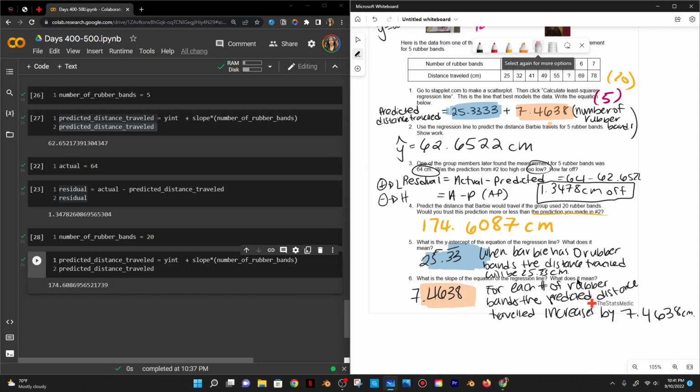Yeah, and so let me actually... it probably says for one rubber band, so for each rubber band, the predicted distance traveled increases by that value. And then here I probably should say, let me just rewrite this because it's so bad.